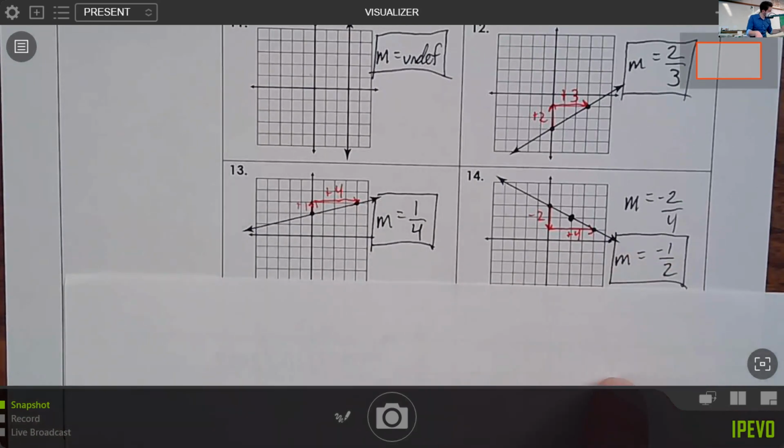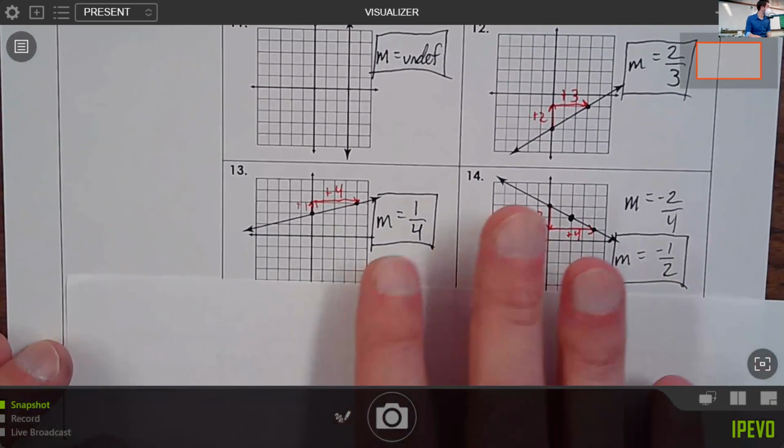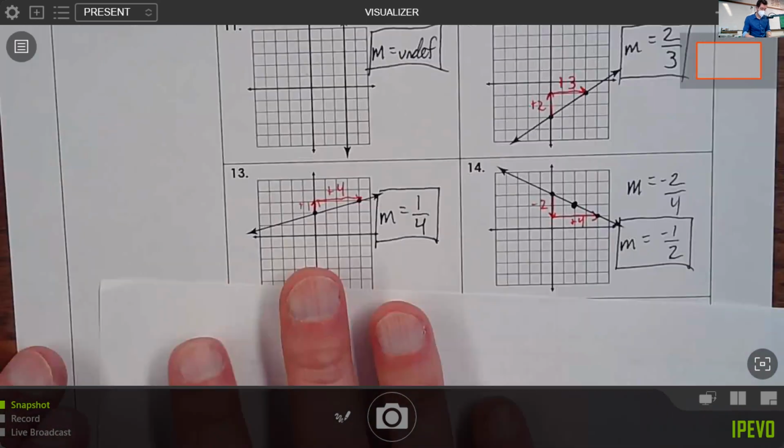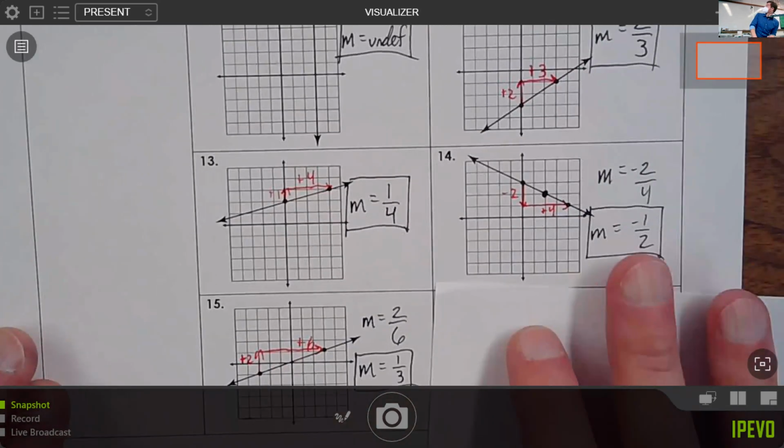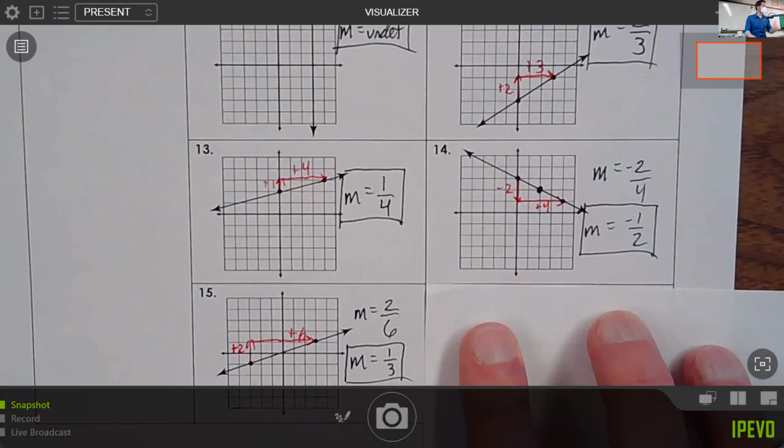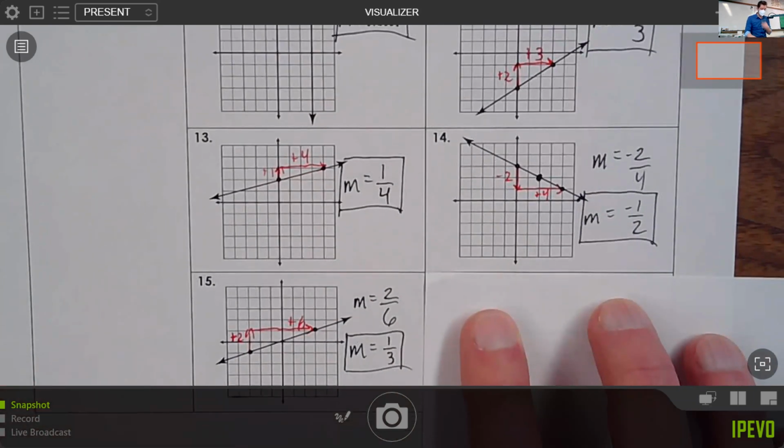All right, 2 more. Francisco, what do you have for number 15? 1/3? Nice. So we get 2/6 to begin with, and that reduces to 1/3. Excellent. So up 2 over 6 reduces down to up 1 over 3. So 1/3 for number 15.